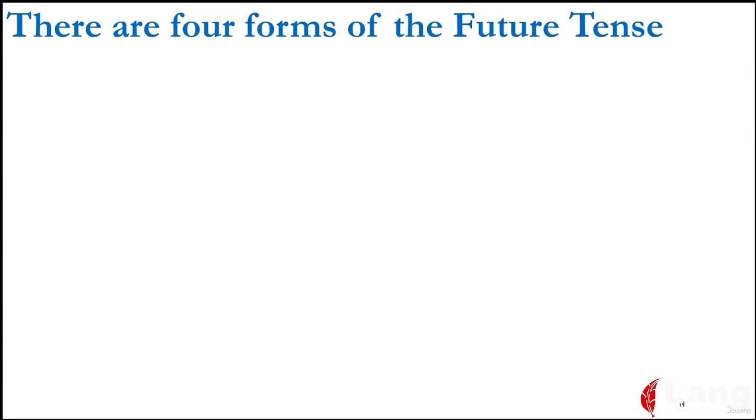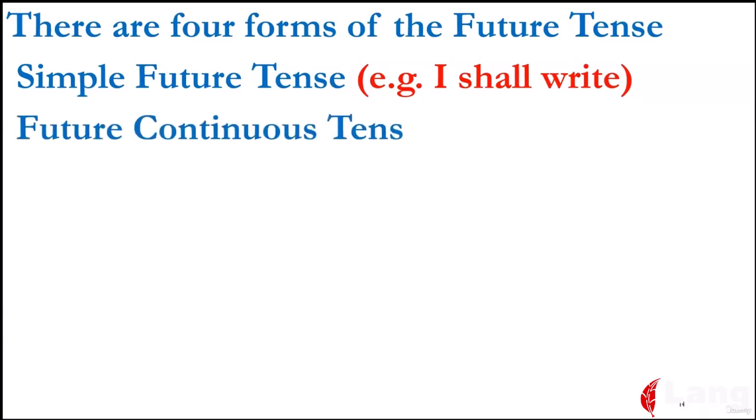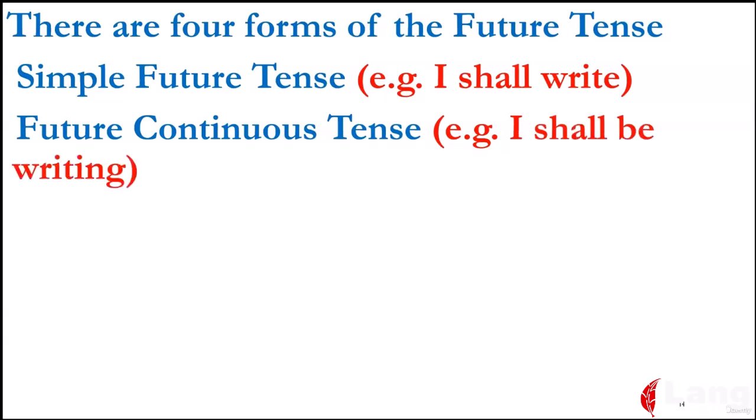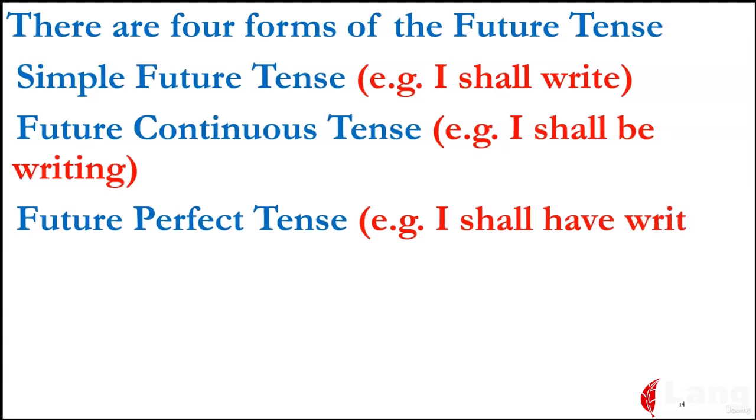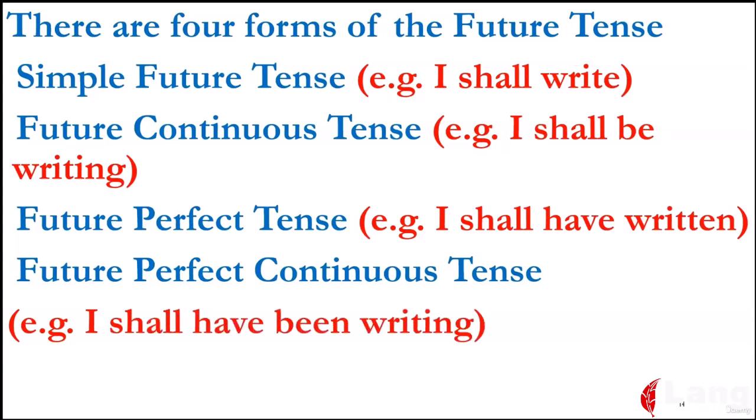There are 4 forms of the future tense. Simple future tense, for example, I shall write. Future continuous tense, for example, I shall be writing. Future perfect tense, for example, I shall have written. Future perfect continuous tense, for example, I shall have been writing.